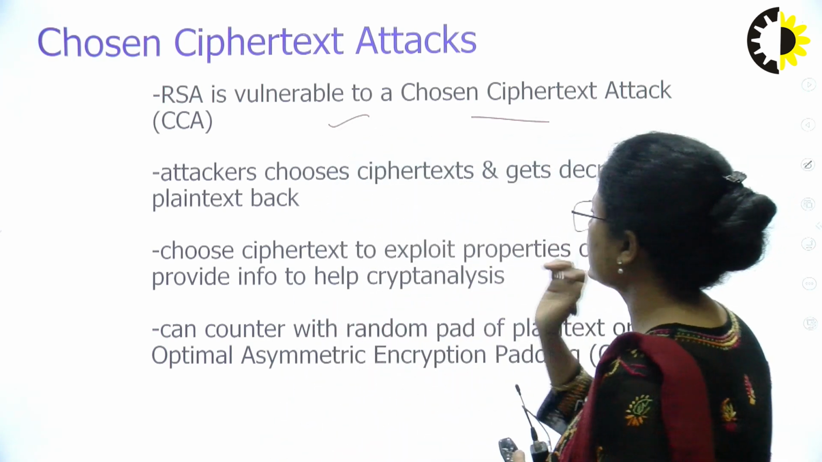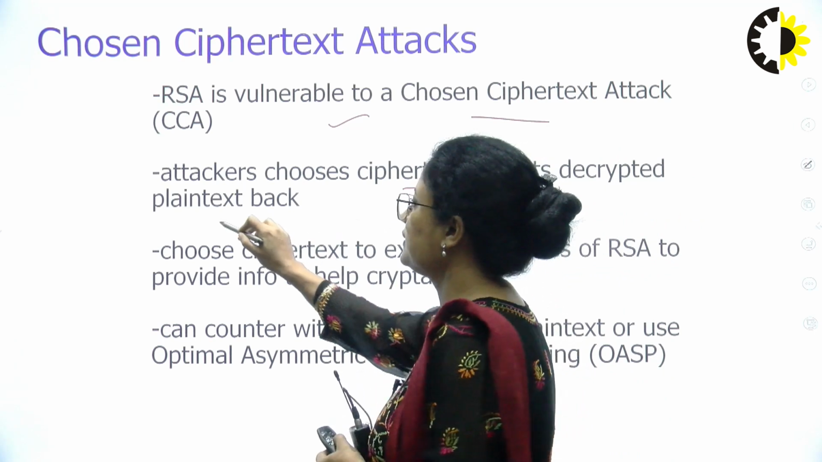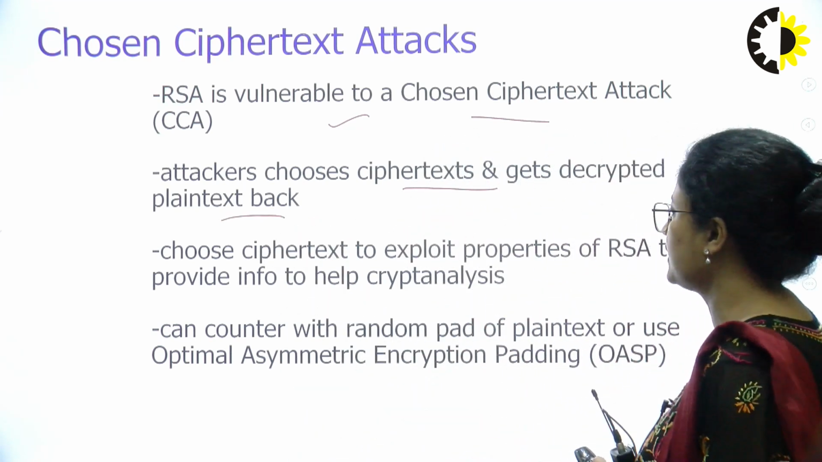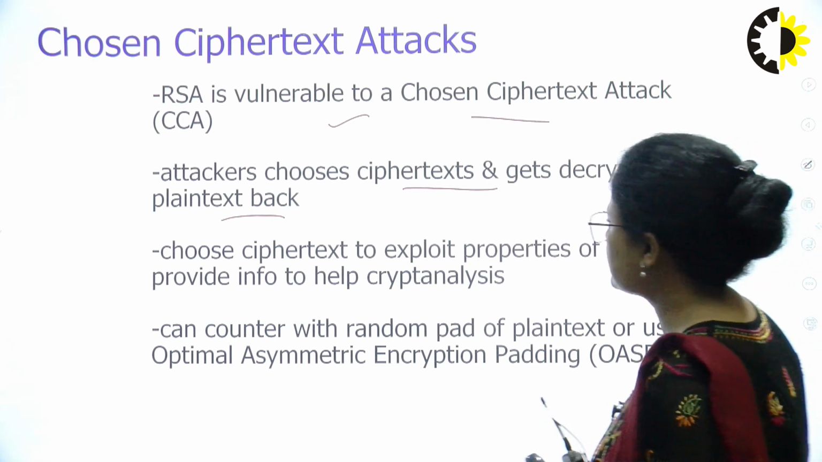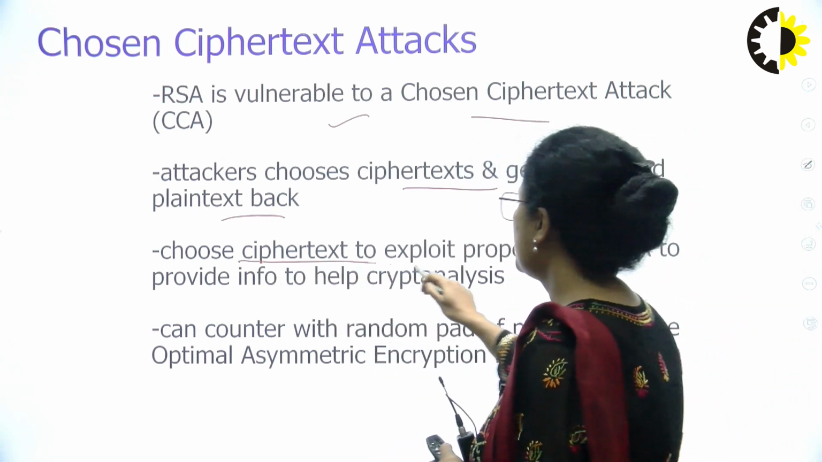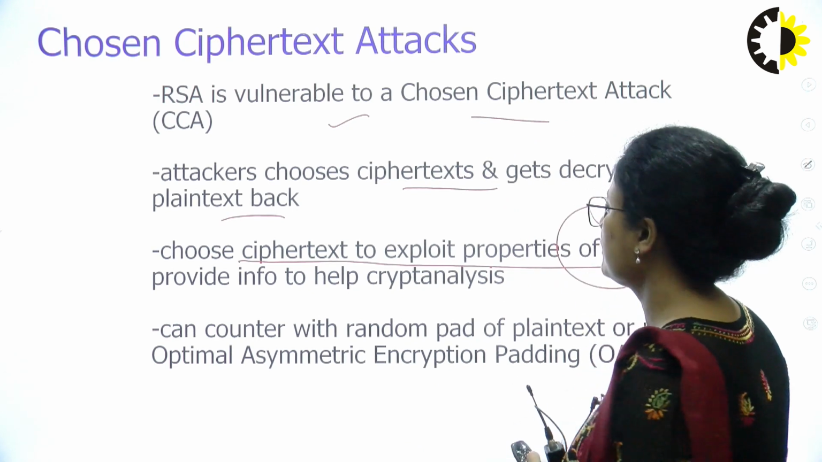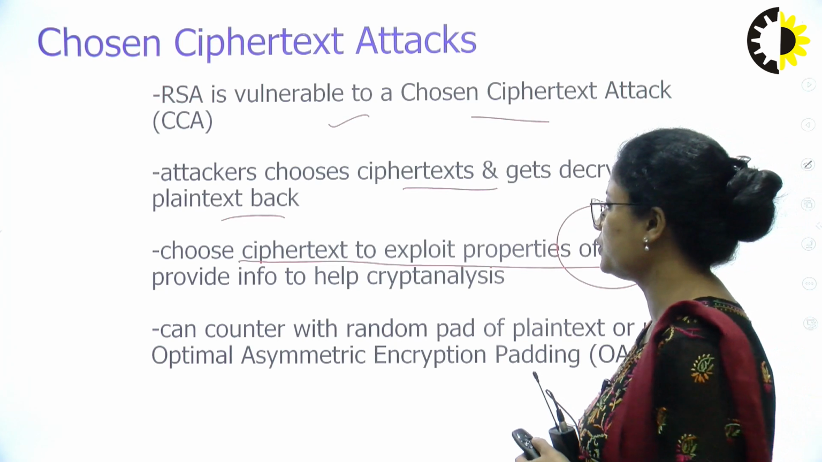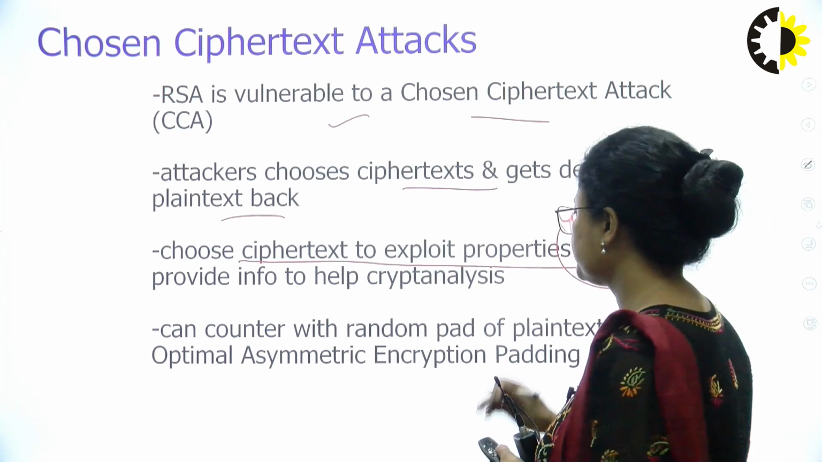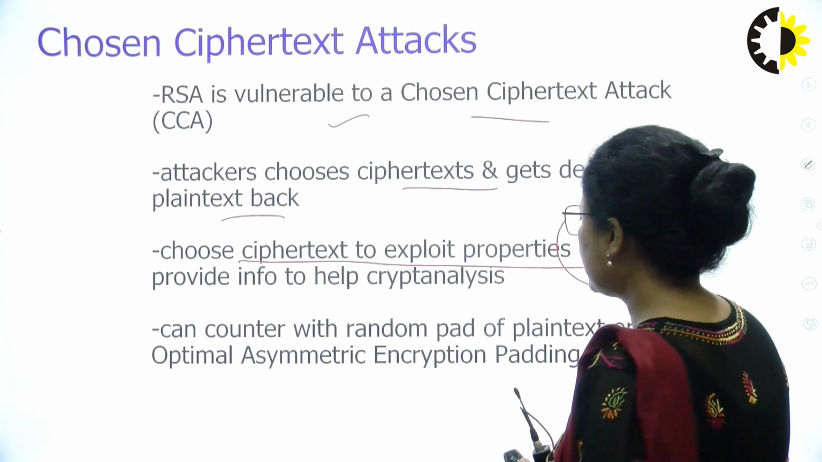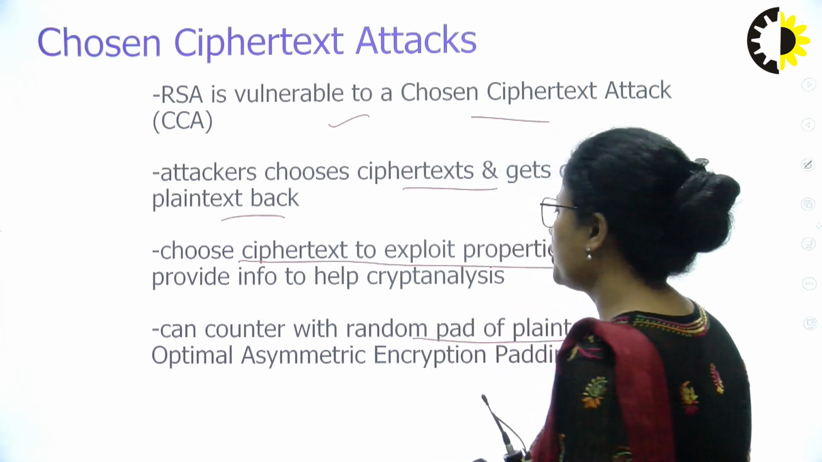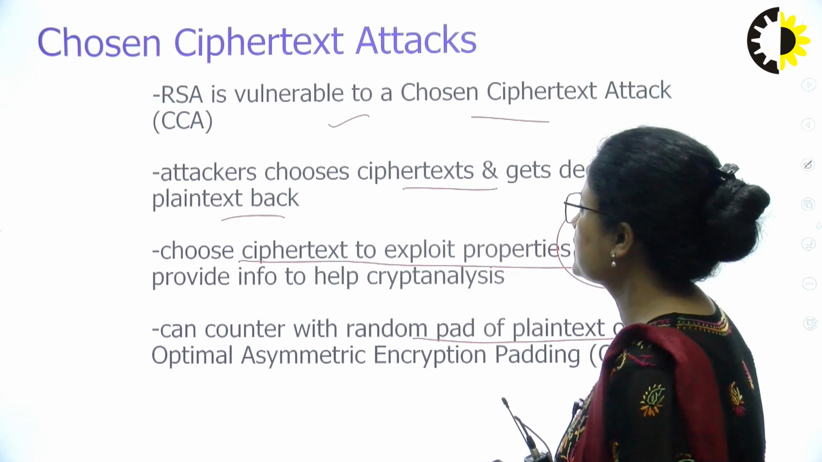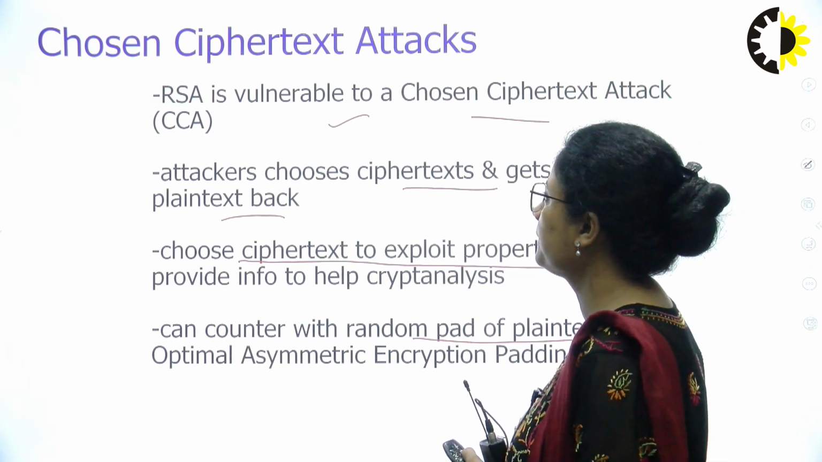In that case, attackers can choose ciphertext and get the decrypted plain text back by using the chosen ciphertext attack. This can be used to exploit a property of RSA to help the cryptanalyst get more information about the algorithm. We can counter this with a random pad of the plain text or by using Optimal Asymmetric Encryption Padding, which is a slightly more advanced version. So these are some of the issues concerning RSA.